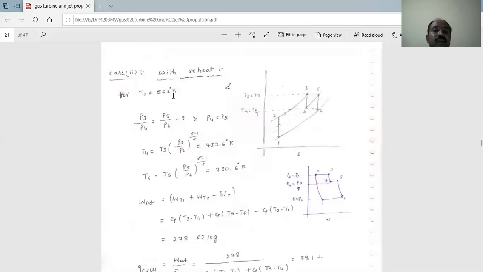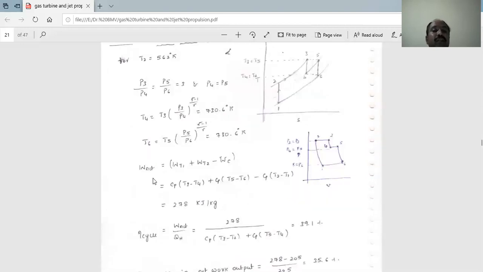For T2 is equal to 562 degrees Kelvin, we have to write down the P3 by P4 pressure ratio. This is the pressure ratio mentioned in the problem: P3 by P4 and P5 by P6 is equal to 3. Then P4 is equal to P5. Then we write down the temperature ratios based on process 3 to 4. T4 by T3 is equal to P3 by P4 to the power of gamma minus 1 by gamma. It becomes 730.6 degrees Kelvin. T4 is also equal to T6, so once again you can calculate and get the same value of 730.6 degrees Kelvin.